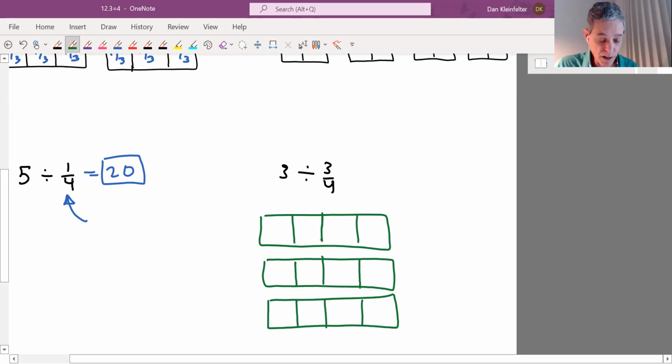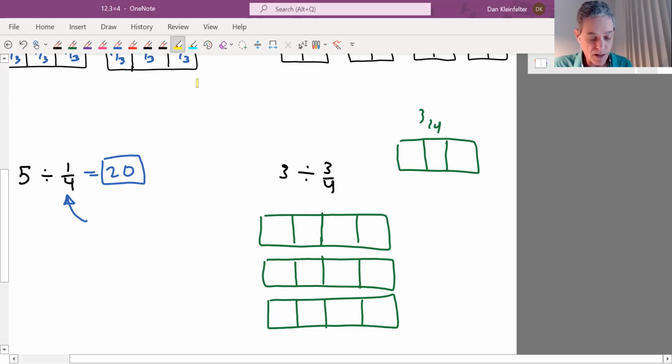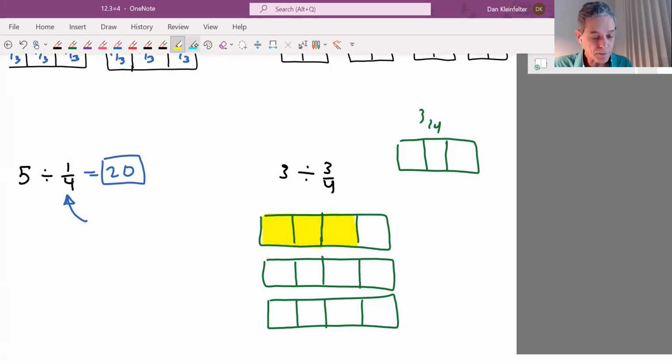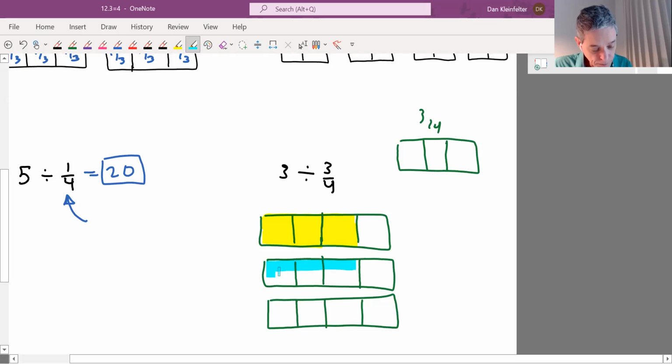Okay, so there's 3 whole units. I've divided each one into quarters. So now I want to know how many 3/4 there are in this. 3/4 would be 3 of those little blocks. I want to know how many of those there are in my 3. Okay, so let's start figuring that out. So here's 1. Okay, there's 1. 2.